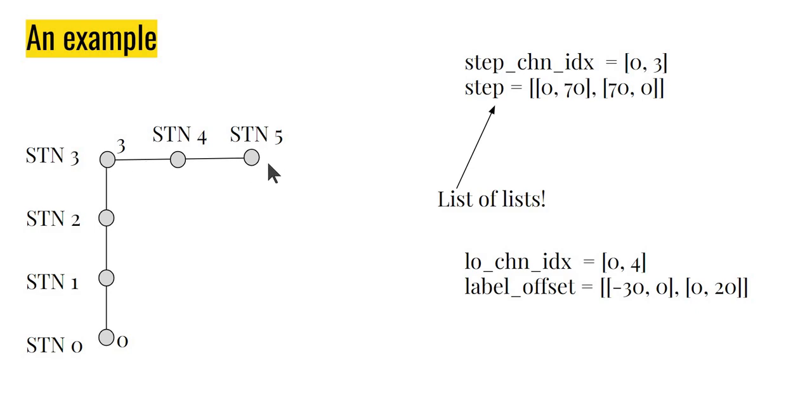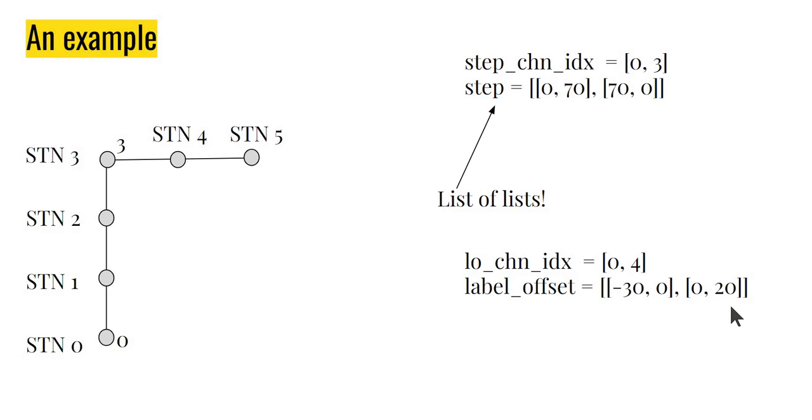Now here I'm going to do the same thing. Let's say I want the label offset to be minus 30 for the first four stations. That's why my label is appearing, let's say, on the left side. But for station number 4 and 5, I want it to be, let's say, 0 and 20 in the y direction. So, analogous to this, I'm going to create one LO change index. In this case, it will be 0 and 4. What I'm trying to say is that the label offset is going to stay the same for 0, 1, 2, 3. At 4, there'll be a new value, and this will be the value.